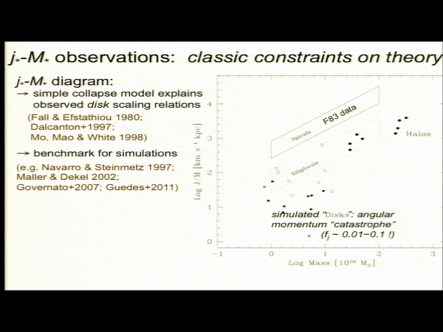This plot has been used as a constraint in galaxy formation simulations, which a lot of you have worked on personally. And this is showing the plot again with Mike's data from '83. And these points here are some early simulated galaxies in what was called the angular momentum catastrophe. You see there's been a specific angular momentum loss by 1 or 2 orders of magnitude, which is clearly unrealistic and continues to be a struggle for a lot of simulations to reproduce the observations and become a benchmark.